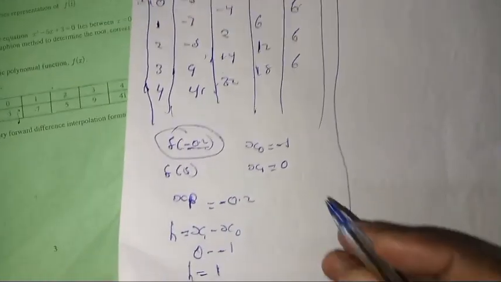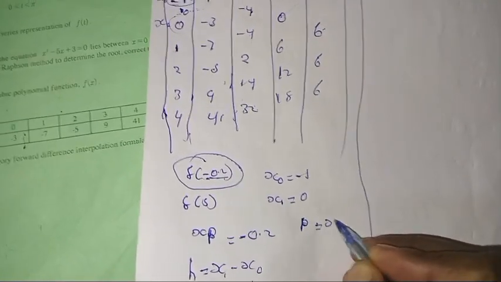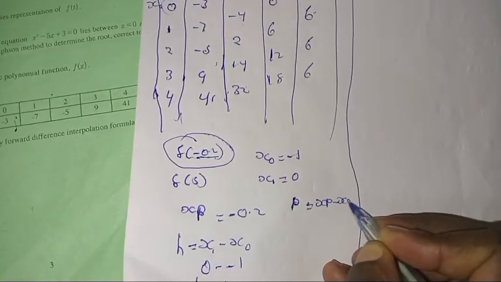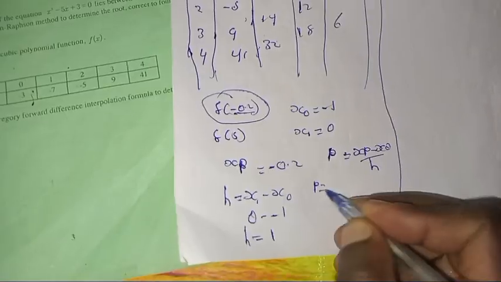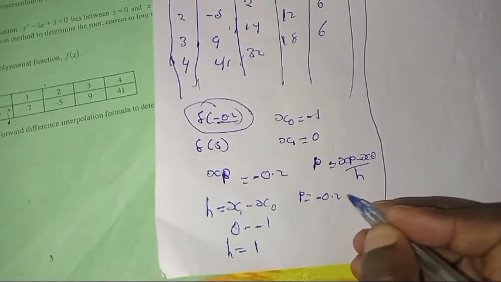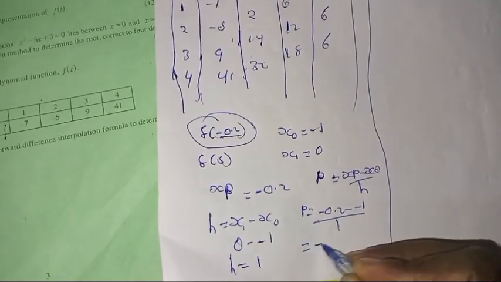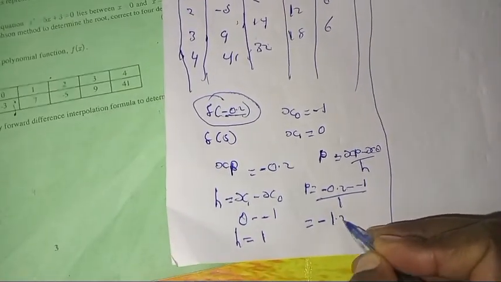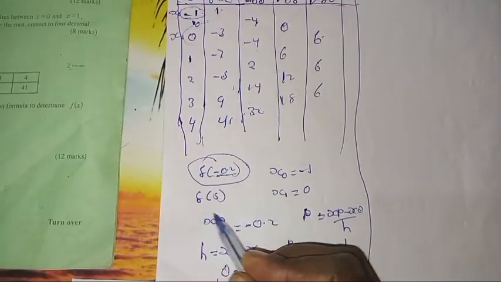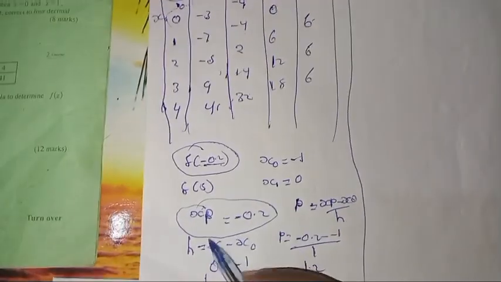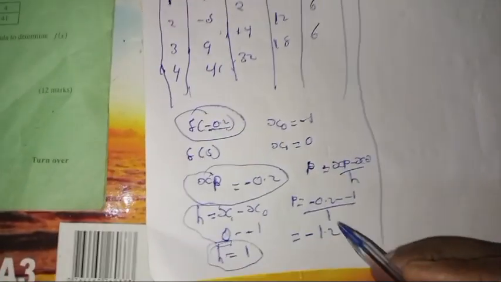After finding h, we come and find p. p is equal to (xp minus x0) over h, which is p equals (-0.2 minus (-1)) over 1, which is equal to 0.8. We have found xp, h, and p.